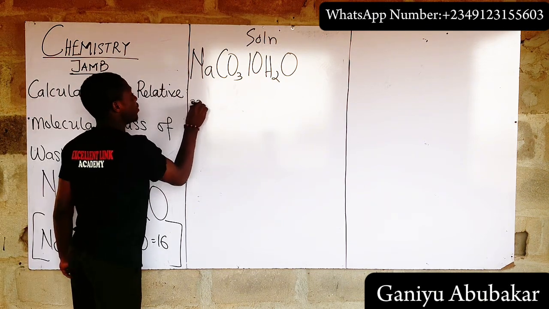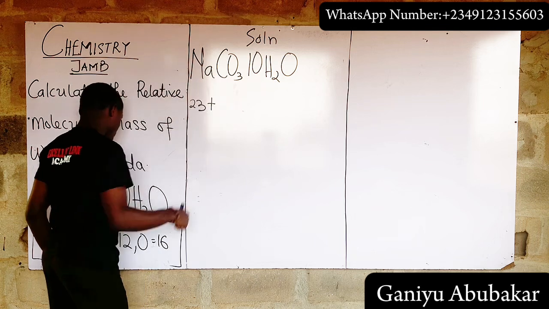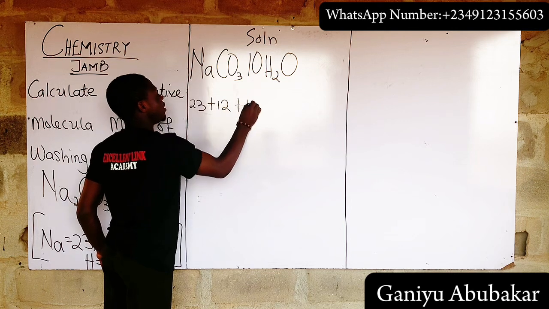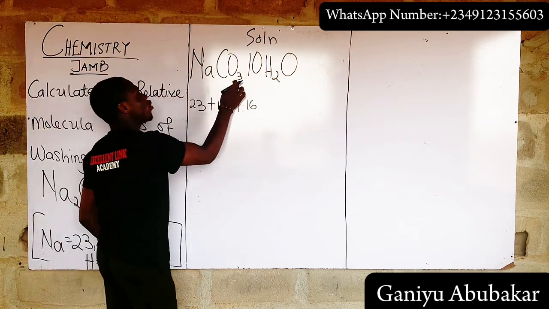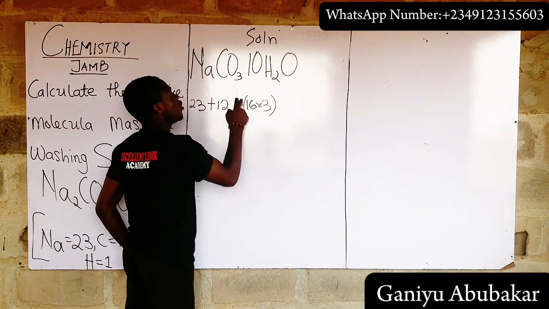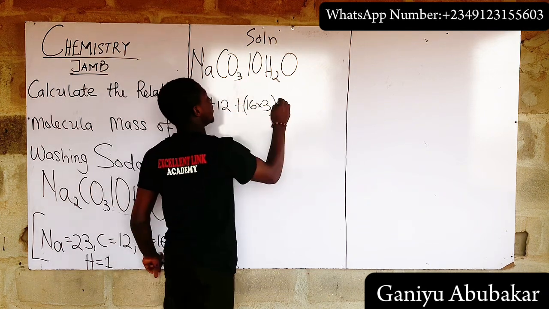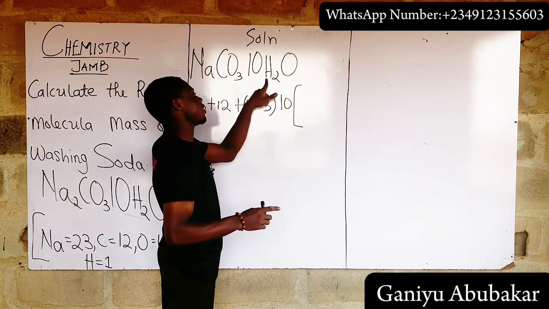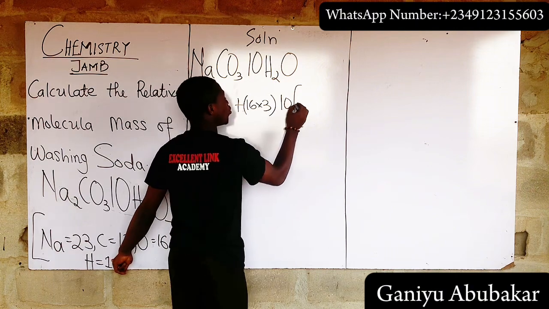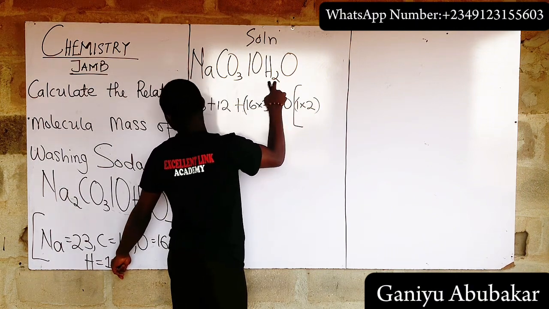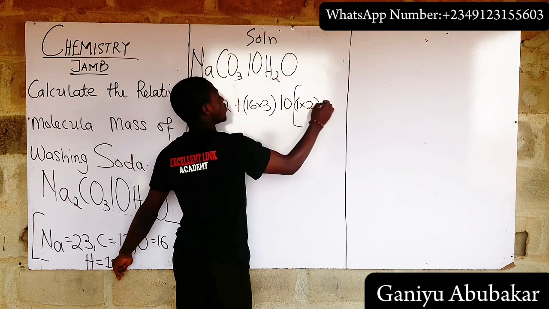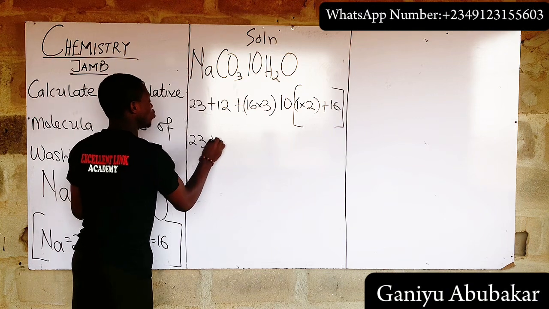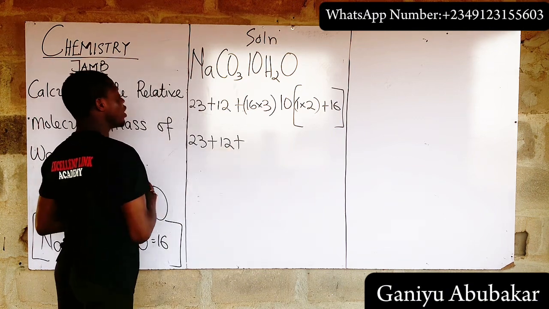So I have 23 plus carbon, which is 12, plus oxygen, which is 16, but I have 3 oxygen, so that's times 3, 3 moles of oxygen. Then this is 10 times, open a bracket, hydrogen is 1, that becomes 1 times 2 because I have 2 hydrogen here, plus oxygen, which is 16.